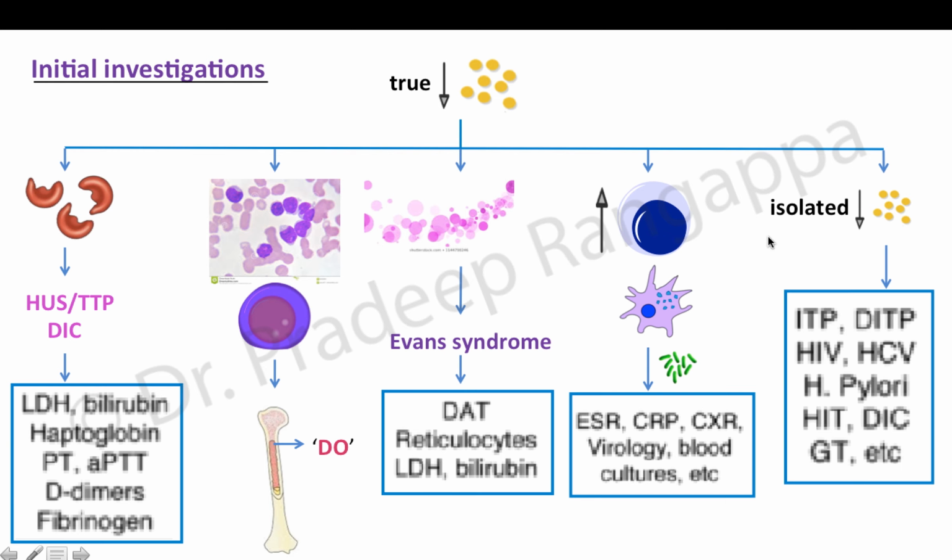If it is isolated thrombocytopenia without any of these, then you would go ahead and look for ITP or chronic viral conditions like HIV and HCV.